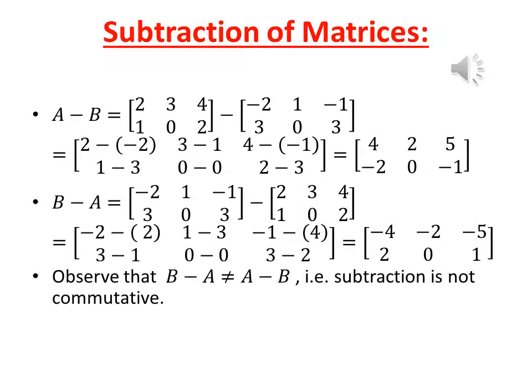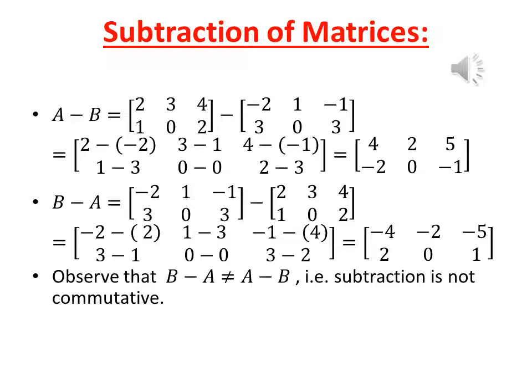But now, about subtraction of matrices. It's different from addition. What's the difference? With addition, A plus B is the same as B plus A. But for subtraction of matrices, A minus B is not equal to B minus A. It's different.